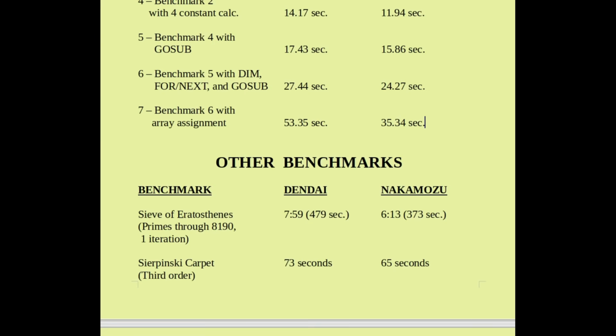Huge difference in time right there. The carpet, 8 seconds. If I'd optimized the code for Nakamozu Basic, using a do until loop, could have shaved off another 4 or 5 seconds of that. But this thing flies.